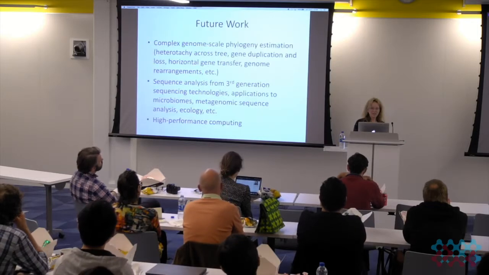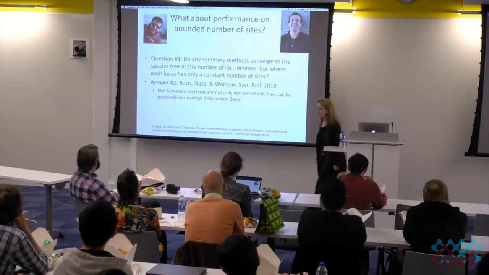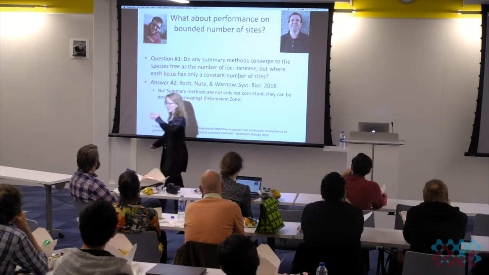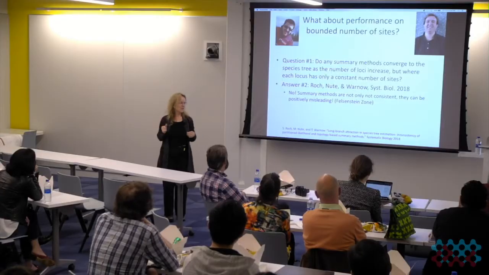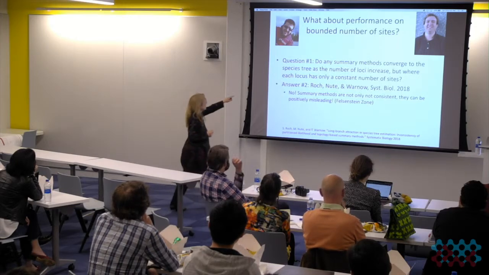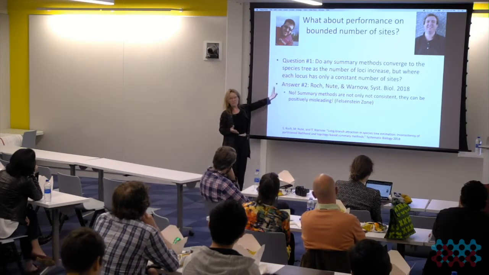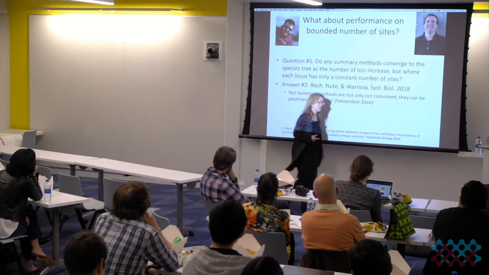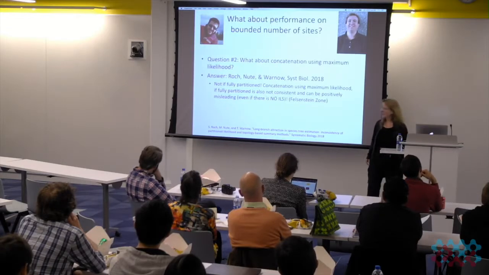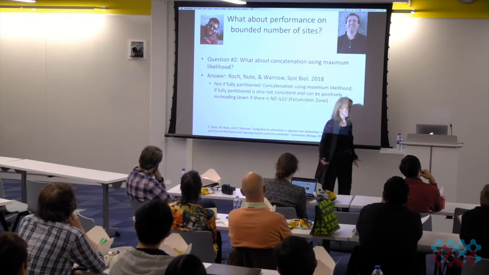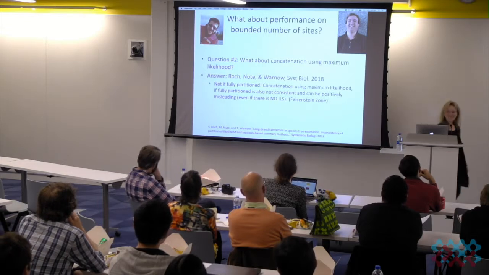I just want to point out also that all of this was about statistical consistency as the sequence length per gene goes to infinity. What about the more realistic condition where you have a bounded number of sites, bounded sequence length per gene, but the number of genes goes to infinity? What happens then? Well, we answered this question about summary methods like Astral: inconsistent. In fact, they can be positively misleading. You could say, okay, don't use summary methods, but what about concatenation? Also inconsistent. Nothing is consistent when you have bounded sequence length per gene.